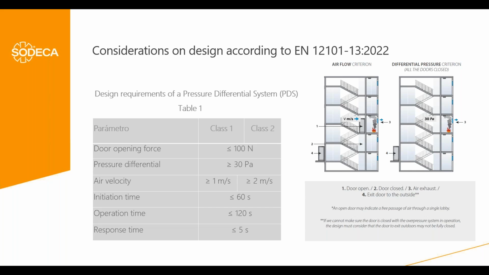For the door open condition, there is the difference between class 1 and class 2. And here it's very simple. Class 1 is 1 meter per second, class 2 is 2 meters per second. This has not to be confused with the velocities that we had in the old part 6, where for classes A, C, D, and E, where the purpose was only evacuation, we had 0.75 meters per second. But for classes B and F, where the purpose was evacuation and firefighter intervention, it was 2 meters per second.